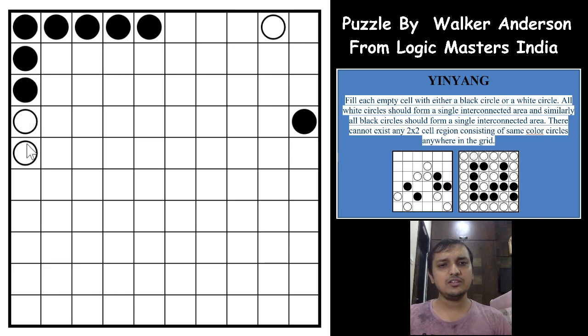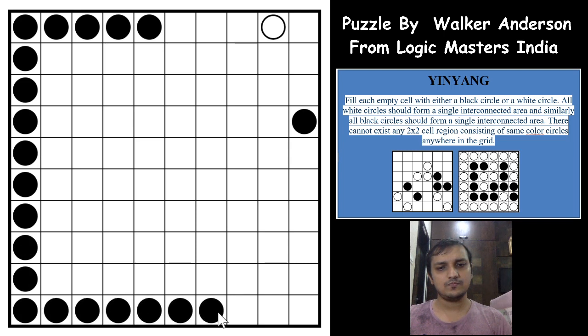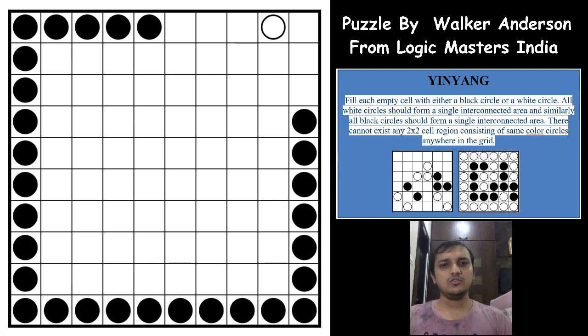So I mean this logic. Whenever you have such cases, all these cells that are at an edge will be black circles, and we are not sure about these cells.